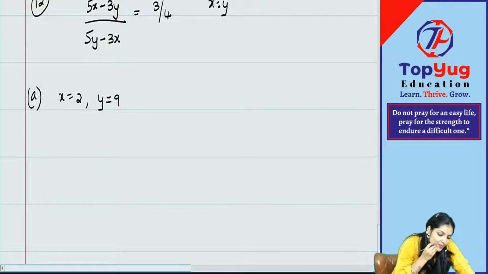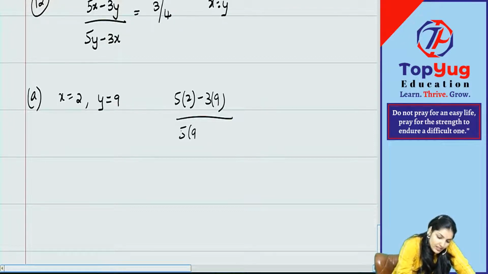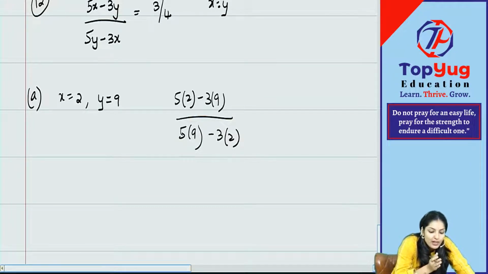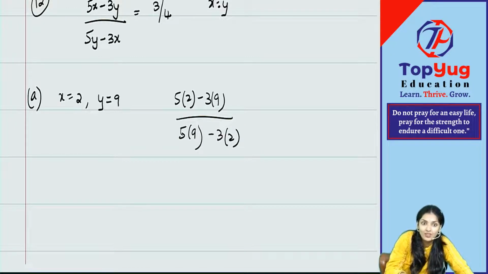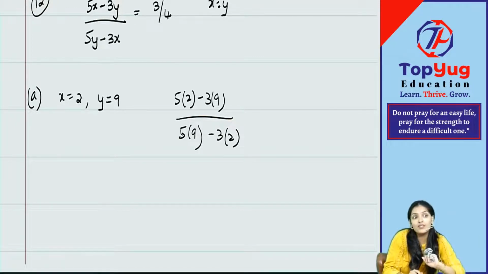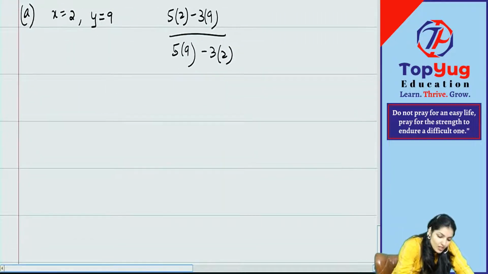Option A. So 5 2s minus 3 9s divided by 5 9s minus 3 2s. So guys, just by looking at it you can tell it is wrong. Option A is wrong. Most of the time you have to calculate in your mind. When you are some 50% sure, then you put it on paper in case of T and E. So this is wrong.